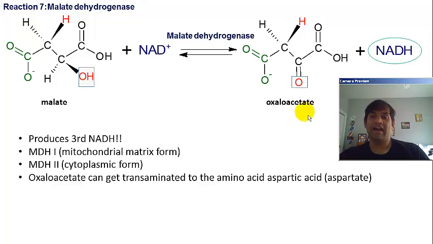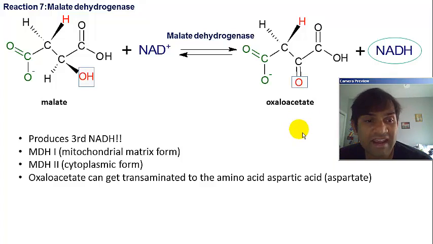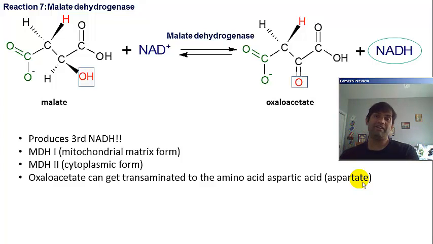And finally, oxaloacetate can be transaminated to the amino acid aspartic acid, also known as aspartate. So aspartic acid has all the protons in, aspartate has the proton removed from the side chain. And this is the similar situation that we saw with alpha ketoglutarate, where alpha ketoglutarate is the alpha keto acid that gets converted to the alpha amino acid glutamate.